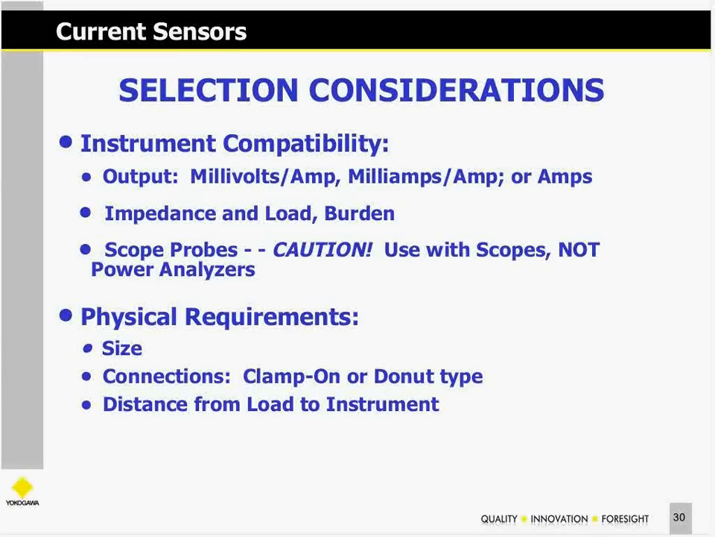How far are you from the current transformer to the instrument? Lead length is the load or the burden on the CT, and we have to calculate that or be careful with that sometimes. Scope probes, I say caution, use with scopes, not on the power analyzers. They're a different type of input, different types of impedance, and a lot of times scope probes don't work on the type of input we have on a power analyzer, so you have to be very careful with that.